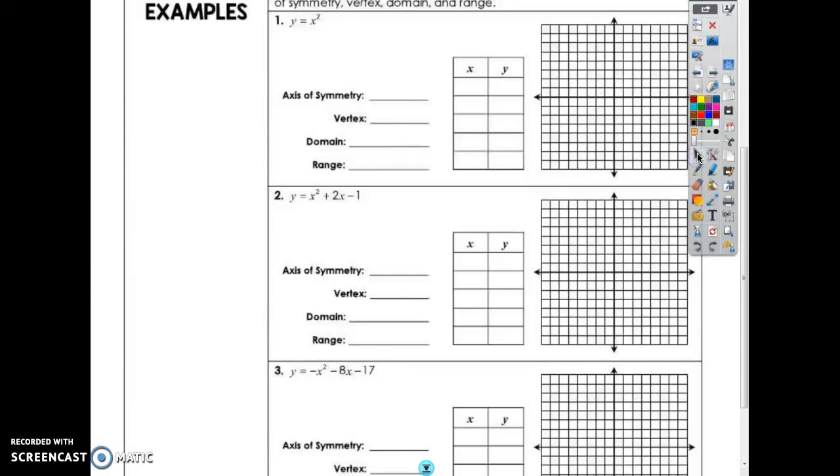Okay, so for this one, we're going to continue what we've been doing since last week on quadratics. We're just going to graph it, and we're going to answer these questions: axis of symmetry, vertex, domain, and range. So I want you to put this equation in the calculator. Decimals, y equals x squared.